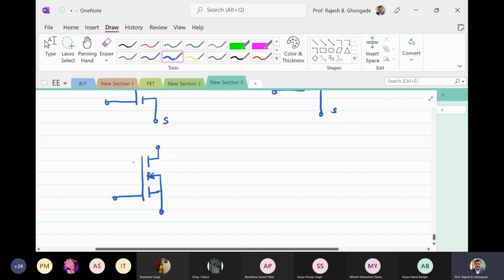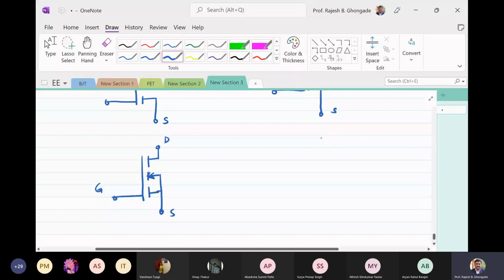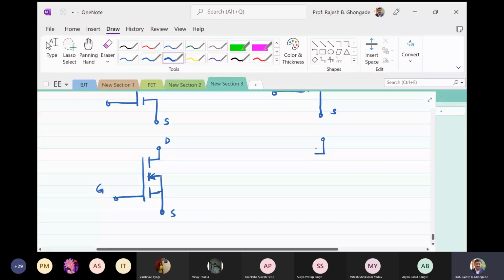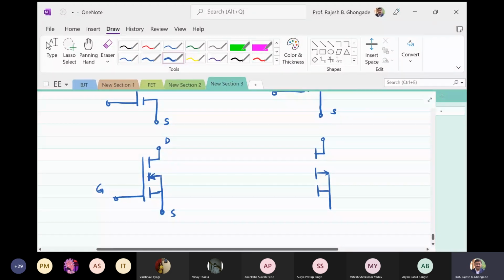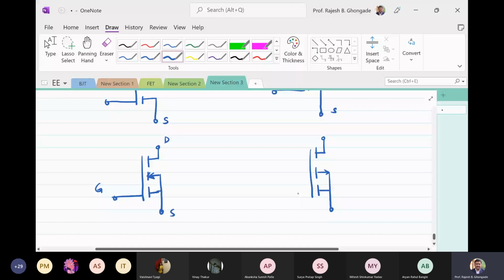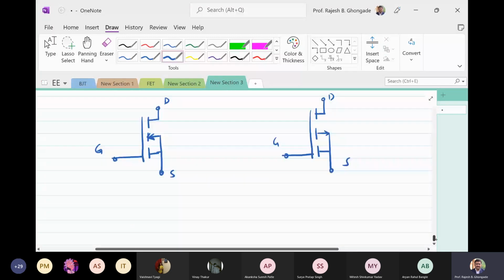So again, this is drain, source, and gate. Now, what is the difference between this earlier symbol and this symbol? The upper one is for a 4-terminal device where the source and the body is available, and the lower one is for a 3-terminal device.